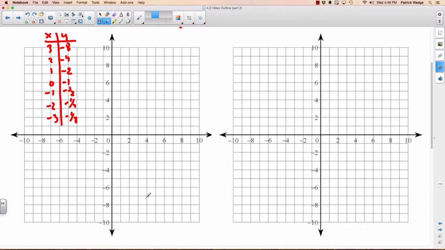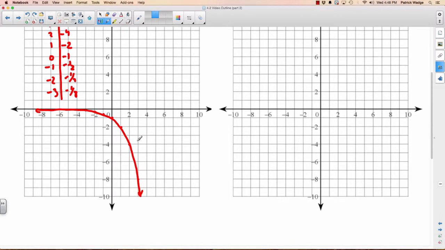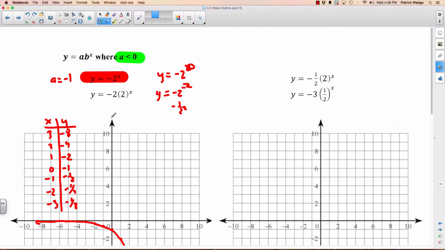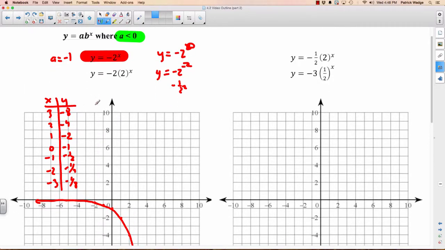Okay, 3 and negative 8 is down here. 2 and negative 4, 1 and negative 2, 0 and negative 1, negative 1 and negative 1/2, negative 2 and negative 1/4, and negative 3 and negative 8. So you can see that this is a decreasing function. You can see that it has the same asymptote. It's getting closer and closer to the x-axis. Big difference though, it's down in the third and fourth quadrant. Where's the y-intercept? It's at negative 1. What was the a value of this? Negative 1. So it still works. It's still going to be the a value.